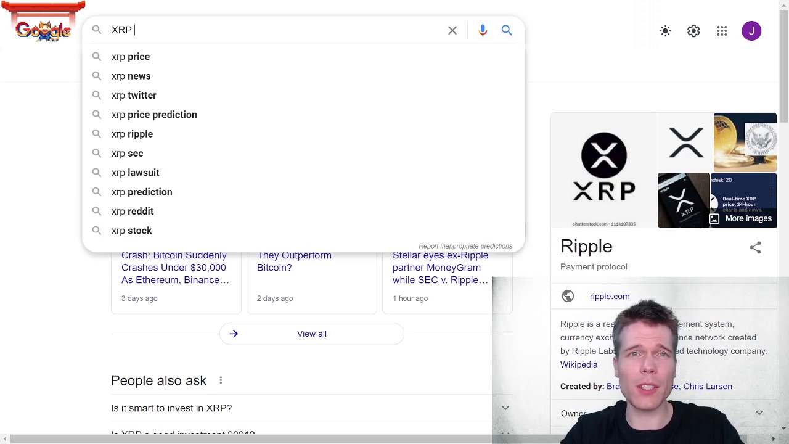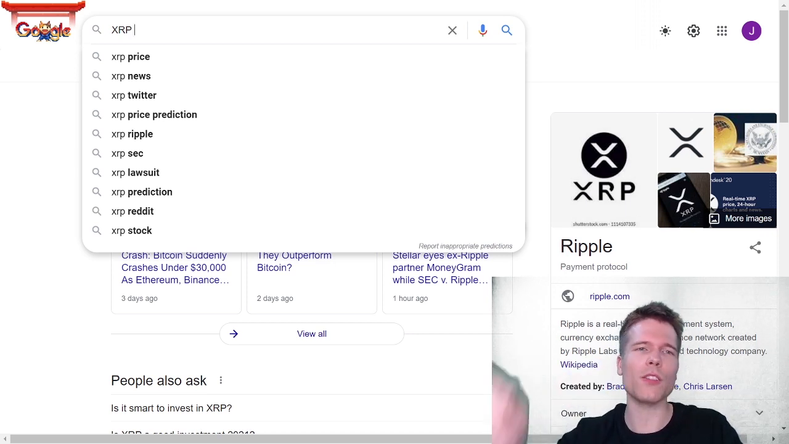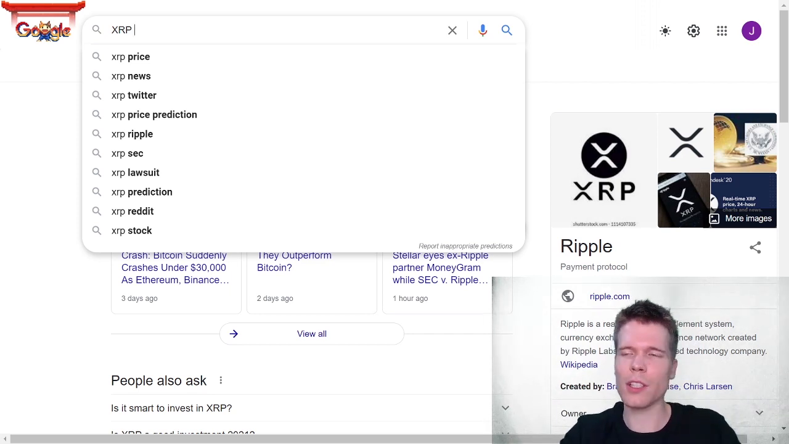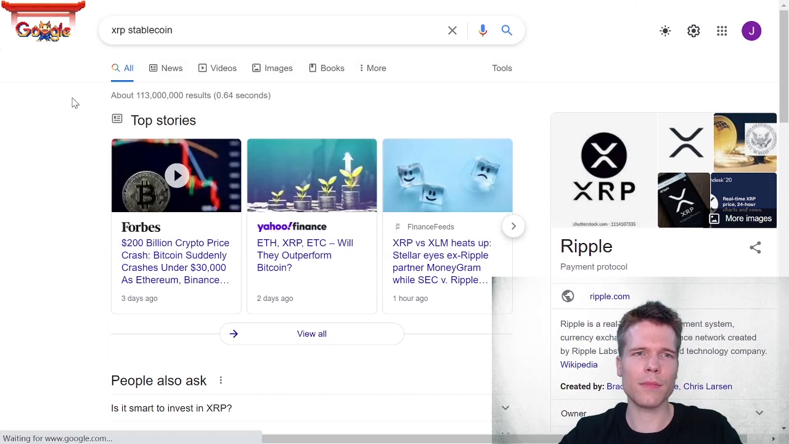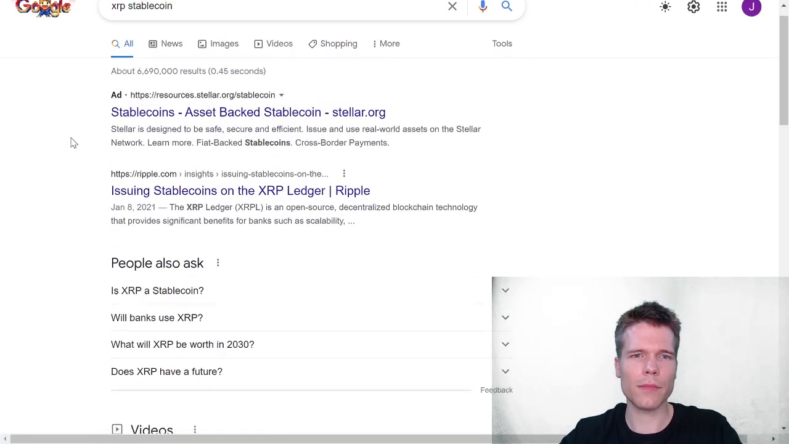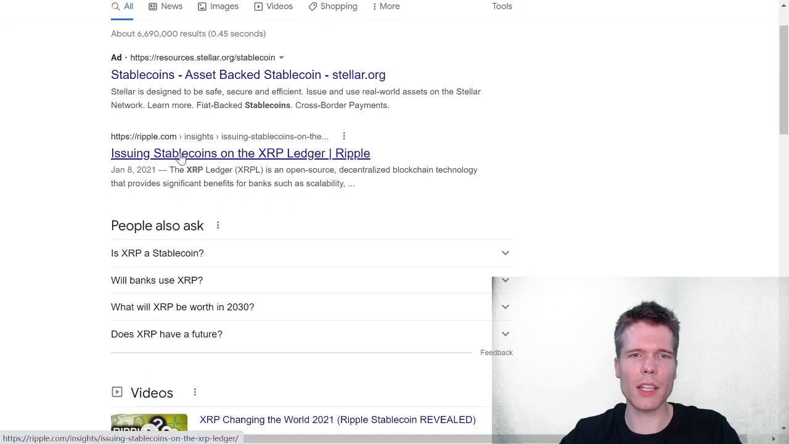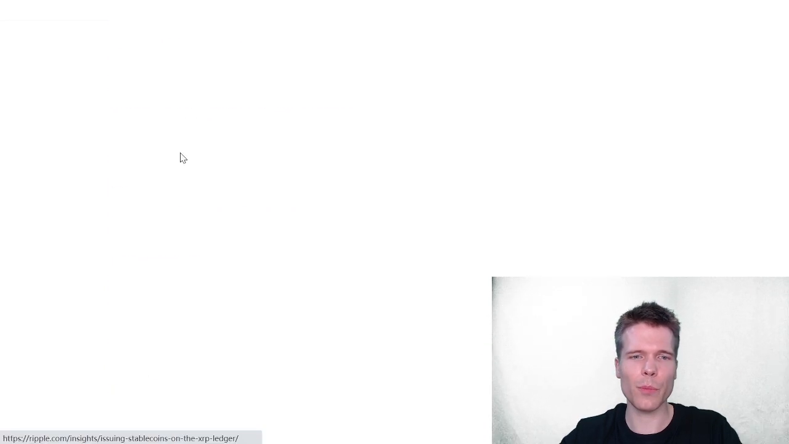So Stellar is basically trying to let you make coins tied to the value of something else, like the US dollar. Is XRP doing that? Let's see, XRP stablecoin. Issuing stablecoins on the XRP ledger. Boom.